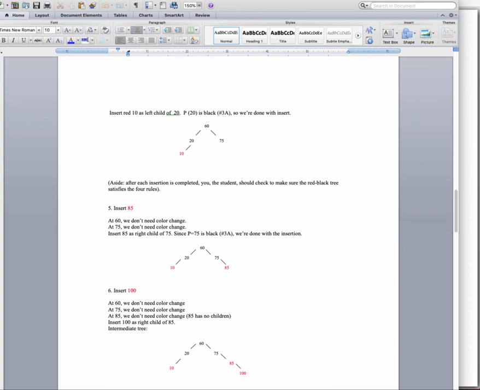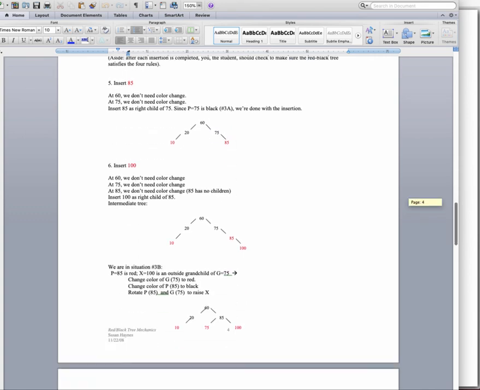I come over here and I'm going to insert the 85. I come over here, I have a black with 2 blacks, there's no violation there. I come over to the right because 85 will take me to the right. And at this point, I'm getting ready to insert. I don't have to do anything funny because I'm inserting a red node that has a black parent. There is no violation.